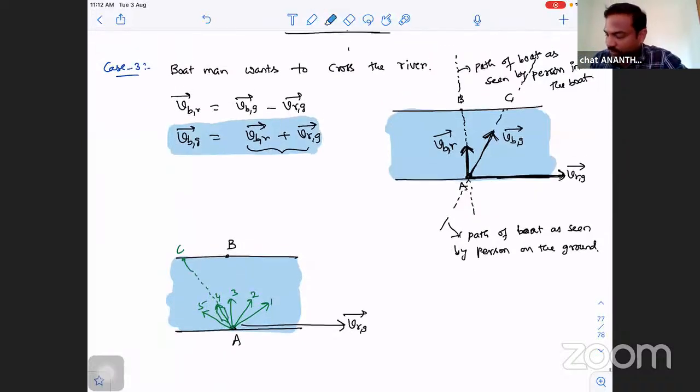Okay, all of you write down case 3 and try to understand the logic behind it. As the boat is in the river, the river will push the boat along its direction. River ela flow aithe ade direction lo boat ni kuda push chestundi. So that's why boatman oka path chuste, ground lo unna vallu inko path chustaru.